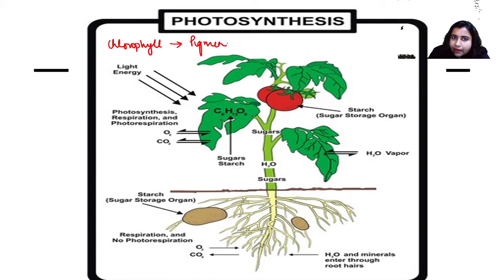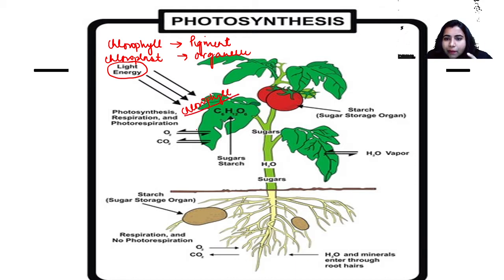Chlorophyll is your pigment. And where is it present? It is present in the chloroplast. What is a chloroplast? The chloroplast is an organelle, right? So here it is green because of the presence of chlorophyll. Now you can see this light energy. This light energy is coming from the sunlight, and it is absorbed by the green color pigment called chlorophyll, right?